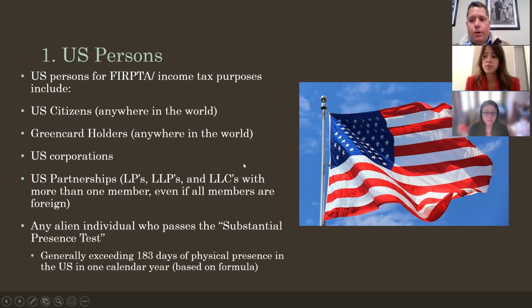All right. There are a few exceptions to that, by the way. You might have had clients that are students, they're on an F visa, they're on a J visa, they're diplomats. Those very narrow categories are exempt from the substantial presence test. So you can be a student here for up to 5 years and not be subject to those rules.